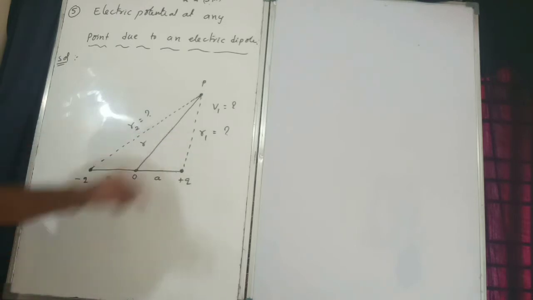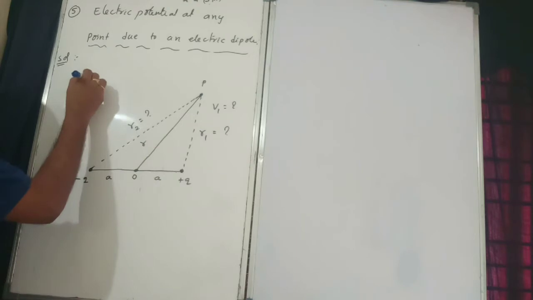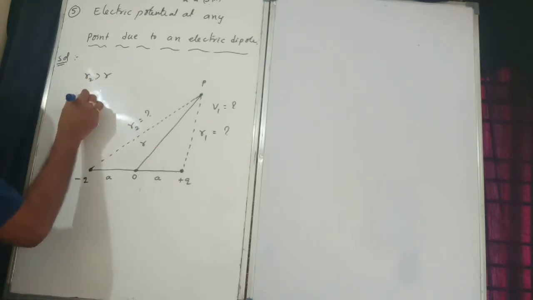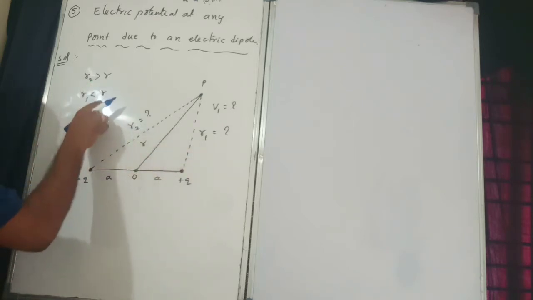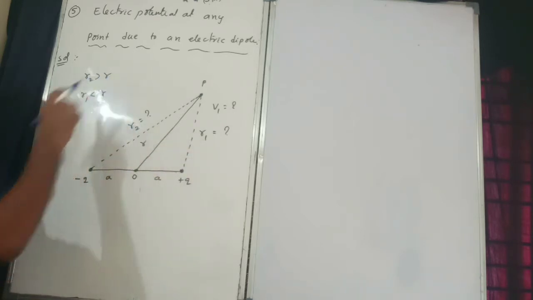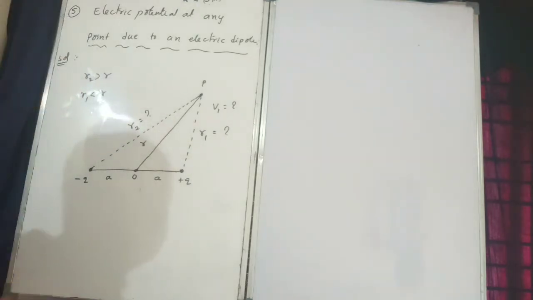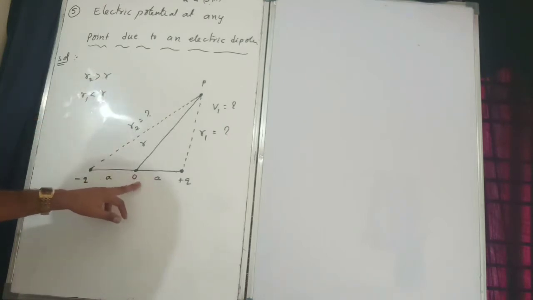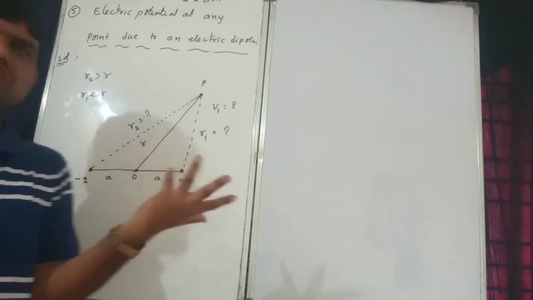So now I want R1, similarly R2. R2 is greater than R. Correct? R1 is less than R. Yes or no? Are you following or not? R2 is greater than R distance. R1 is less than R. But how much?